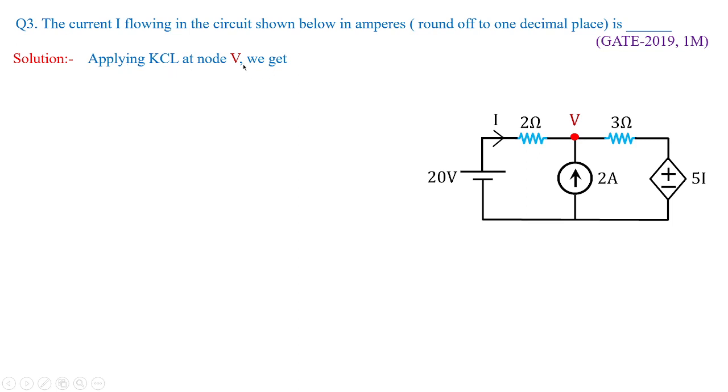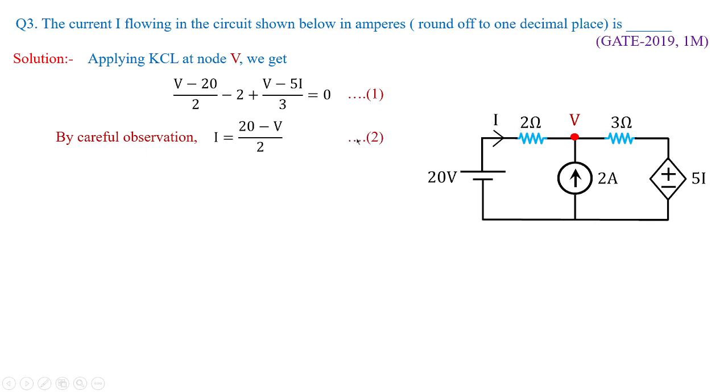So applying KCL at this node V, I'm going to get V minus 20 by 2. This is one branch current, and this is the 2 amperes, that is minus 2, plus V minus 5I by 3 equivalent to 0. This equation is treated as 1. Also, from careful observation, I is nothing but 20 minus V by 2. Let us call this equation 2.